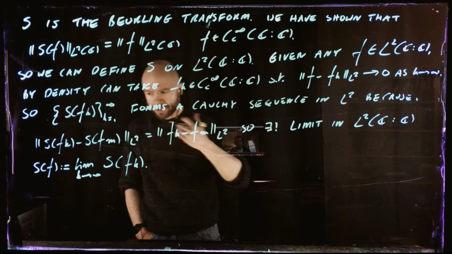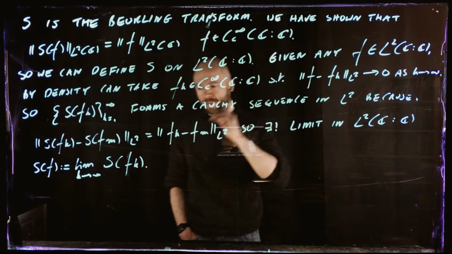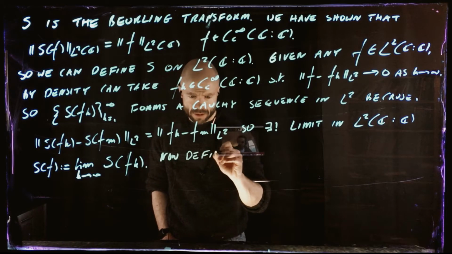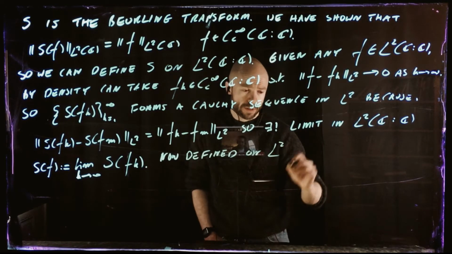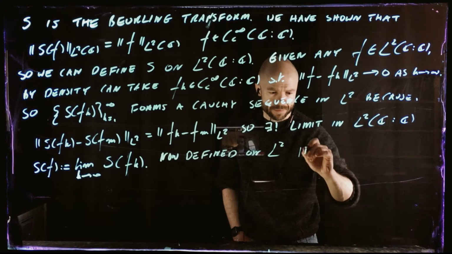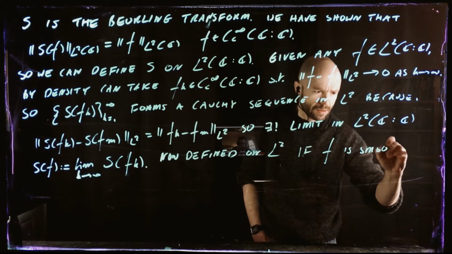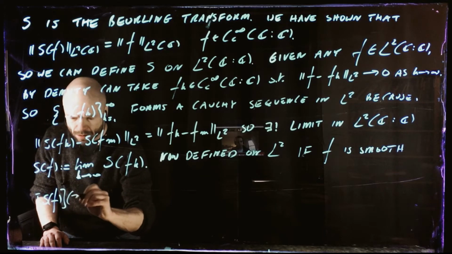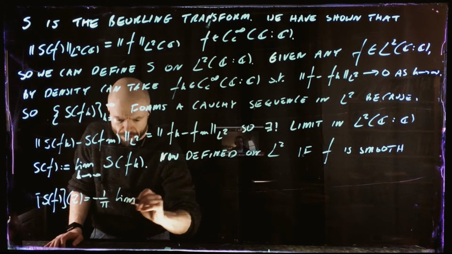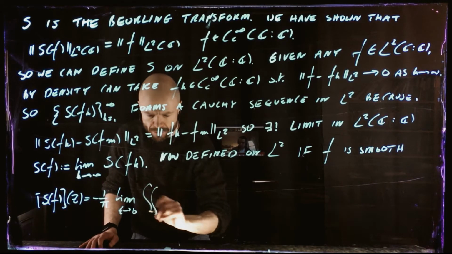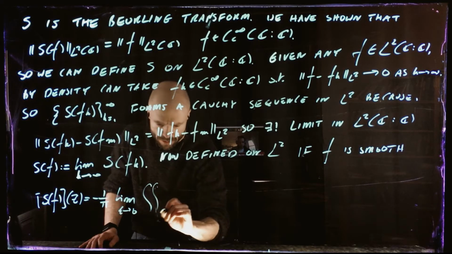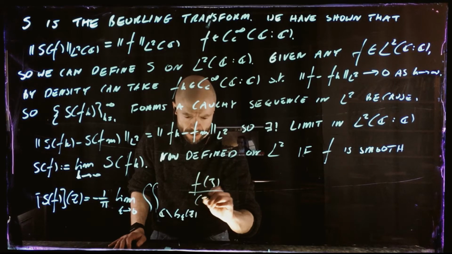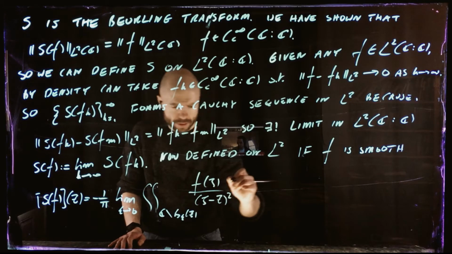And we know that in the specific case of when we have a continuous smooth function of compact support, then we actually have this representation. So now it's defined on the whole of L2. And if f is smooth, then we actually have the representation that we know, that S f at the point z is minus 1 over pi, the limit as epsilon goes to 0 of the double integral over the complex plane, take away the ball of radius epsilon around z, of f of zeta over zeta minus z squared d zeta.